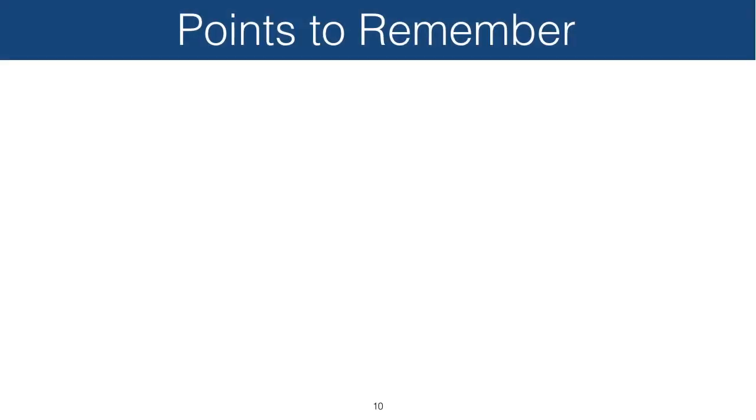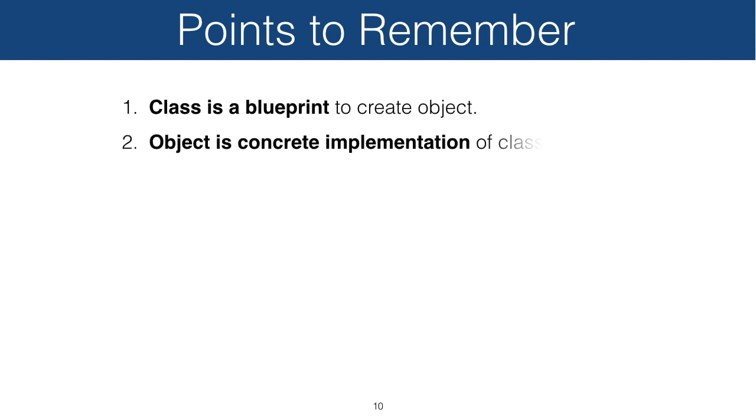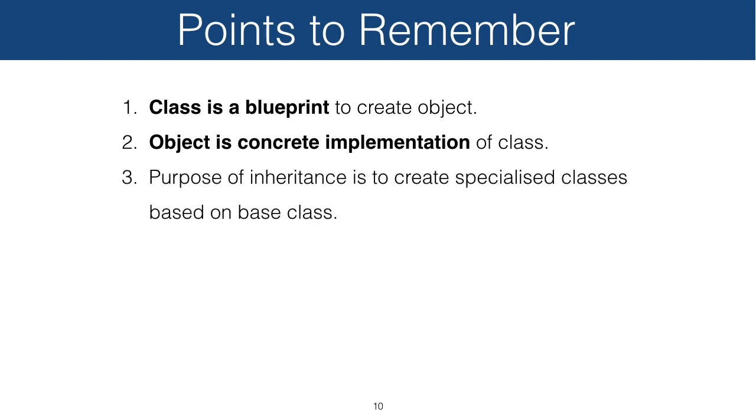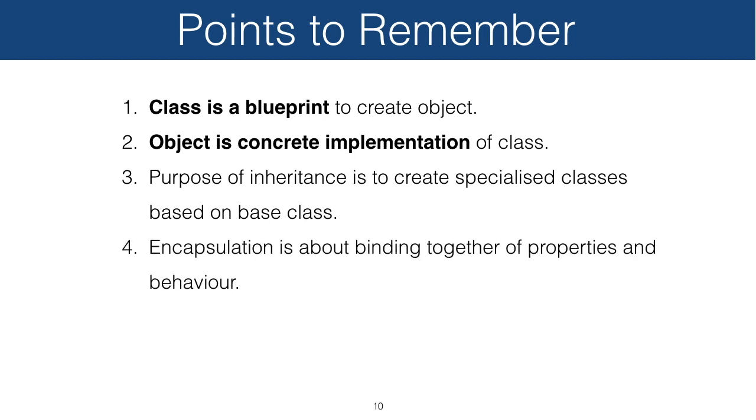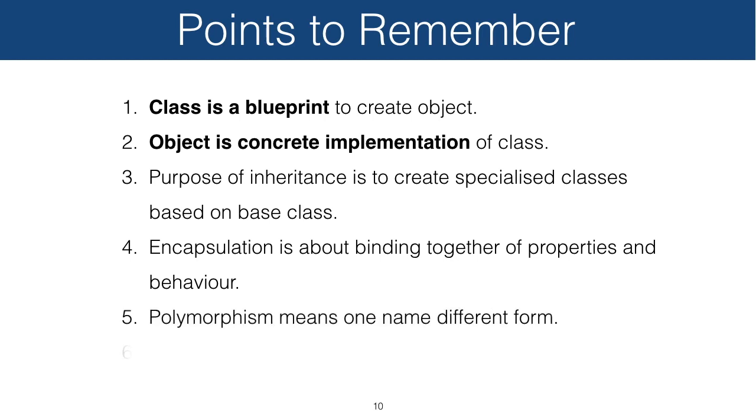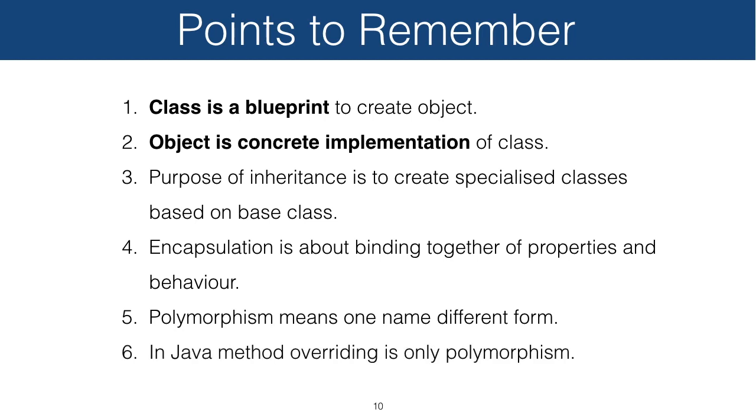Now finally, a few points to remember. Class is a blueprint to create an object. Object is a concrete implementation of a class. Purpose of inheritance is to create specialized classes based on a base class. Encapsulation is about binding together of properties and behavior. Polymorphism means one name, different forms. In Java, method overriding is the only polymorphism.